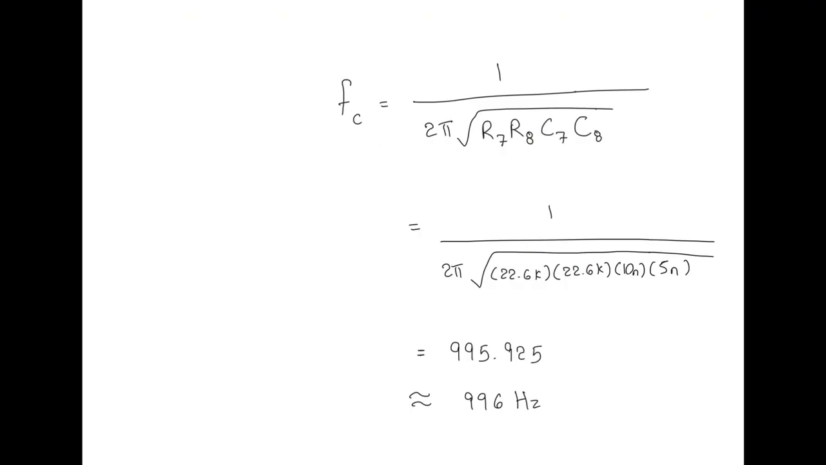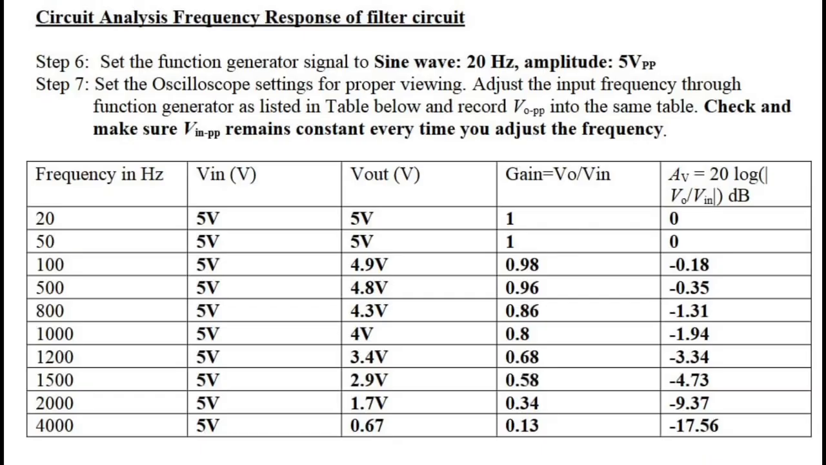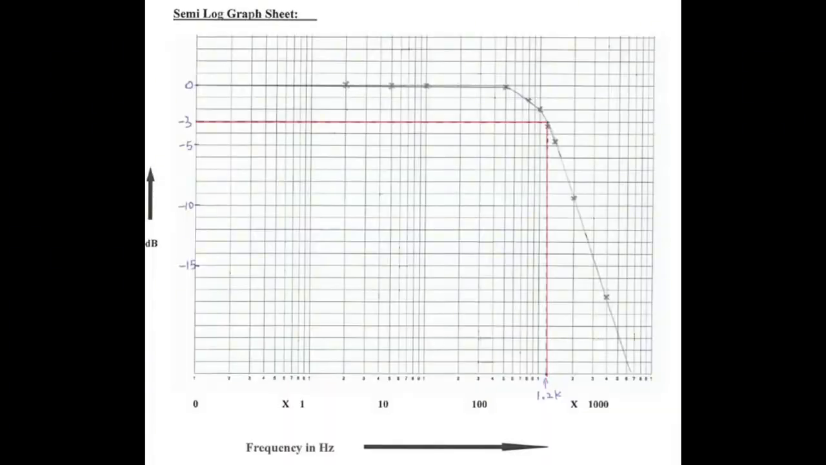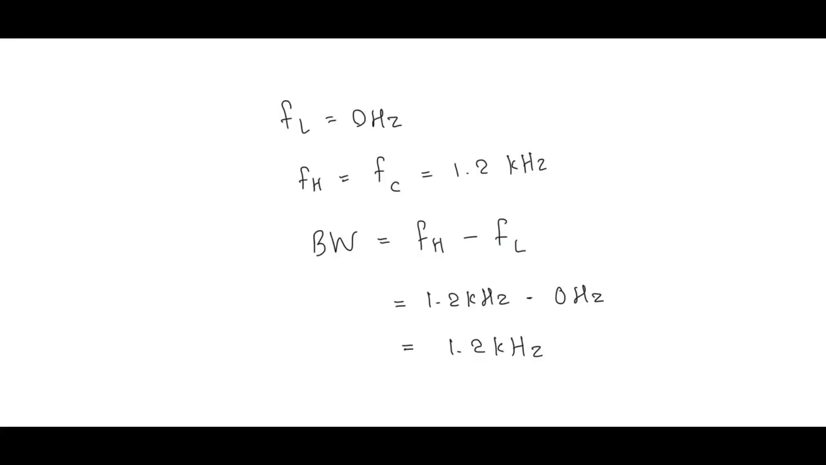As the lowest frequency that can be passed through is 0 Hz, the bandwidth will be equal to the cutoff frequency, which is given by this equation. Based on this table, we can conclude that when frequency is below 100 Hz, the filter is at unity gain. But once the frequency is above 100 Hz, gain and output voltage will begin to drop. So, based on the frequency response curve, the -3 dB line will be at 0 -3, which is -3 dB. The high frequency will be at 1.2 kHz, hence the bandwidth will be 1.2 kHz minus 0 equal to 1.2 kHz.